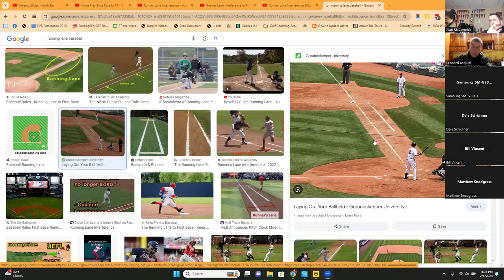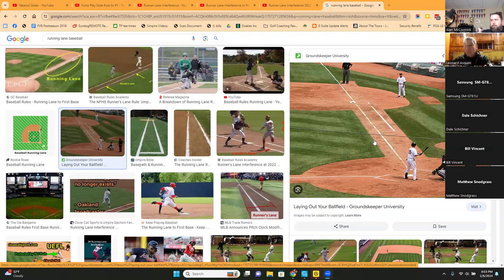So I guess I forgot this part: the high school rule is different from the pro rule in that it's there to protect the first baseman catching a throw from the home plate area, somebody throwing the ball from the home plate area to first base.